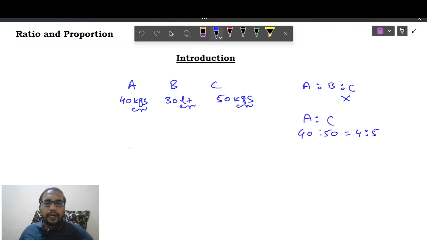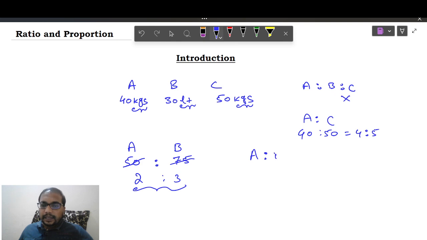For example, A value is 50, B value is 75. What is the ratio? 25 cancels 2 times here, 25 cancels 3 times here. So no quantity here, these are direct values. So the ratio of 50 and 75 is 2:3. So we are saying the simplest form. Right, friends, whatever value you cancel, you should cancel it in both the terms.